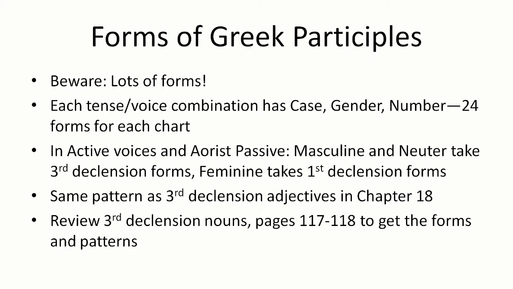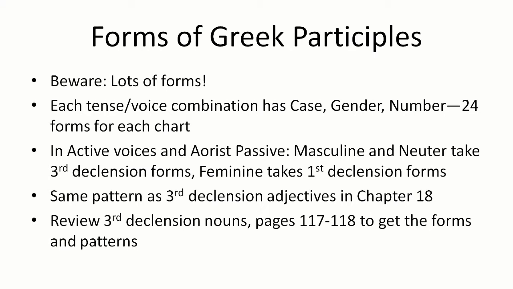In the active voice and the aorist passive, your masculine and neuter are going to take third declension forms. If you need to look this up, look at the third declension adjectives that we covered in chapter 18. Your masculine and neuter are going to take third declension forms. The feminine is going to take first declension forms. If you need to go back and review that, the third declension nouns are in chapter 17, pages 117 and 118, to get those third declension patterns. Those are probably the ones that are more difficult and that you'll have to review.